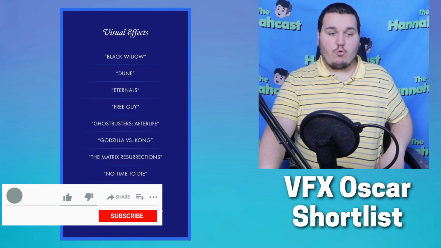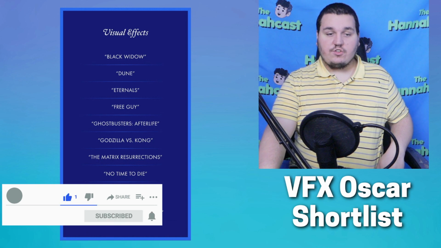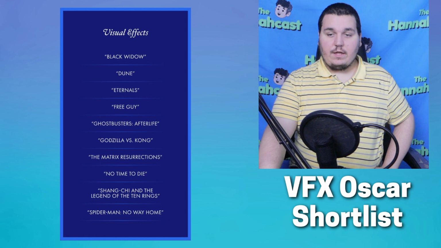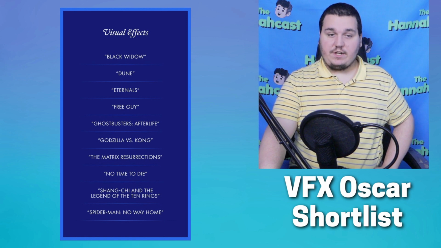And so, yeah, we're going to talk about their shortlist. The 10 films that are in the running for the Oscar nominations for Best Visual Effects are Black Widow, Dune, Eternals, Free Guy, Ghostbusters Afterlife, Godzilla vs. Kong, The Matrix Resurrections, No Time to Die, and Spider-Man No Way Home. Now, this is interesting.